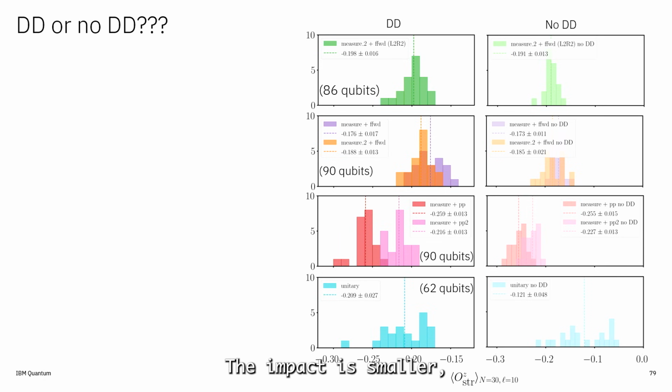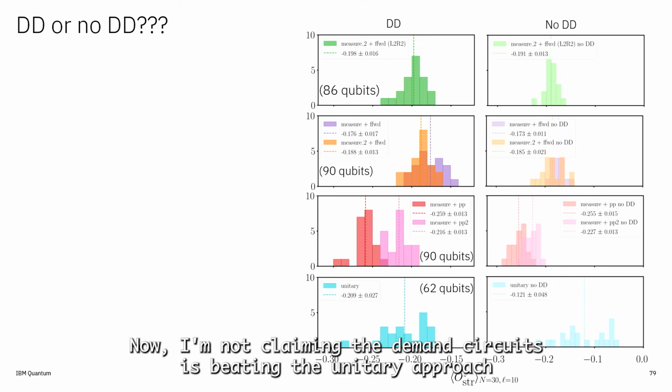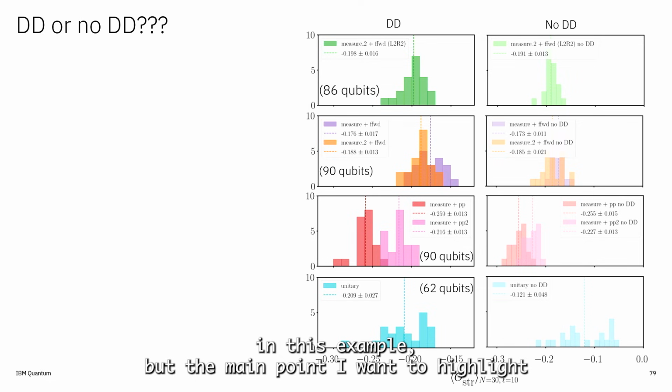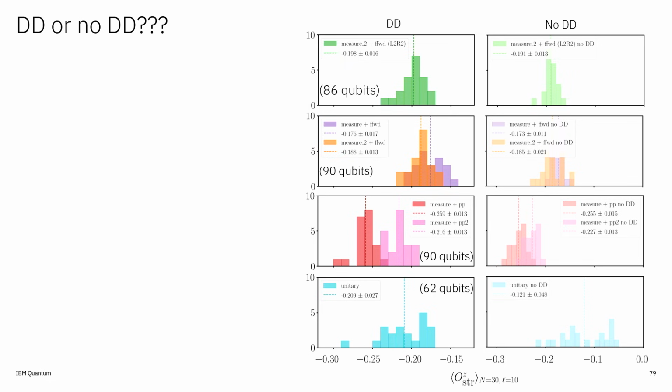The impact is smaller, but we do see some improvement in stretch DD on dynamic circuits method. Now, I'm not claiming that dynamic circuits is beating the unitary approach in this example, but the main point I want to highlight is the spread of string order across the long chain.